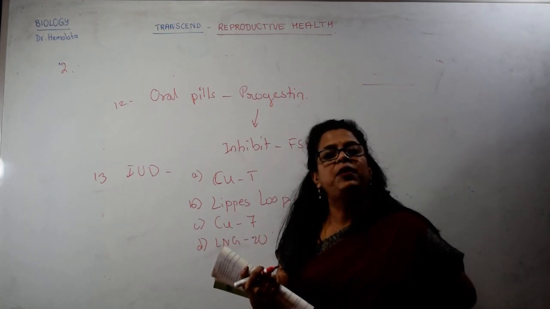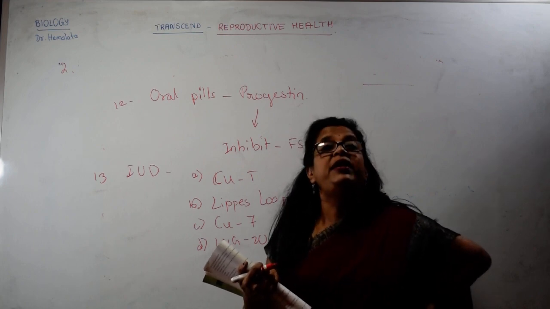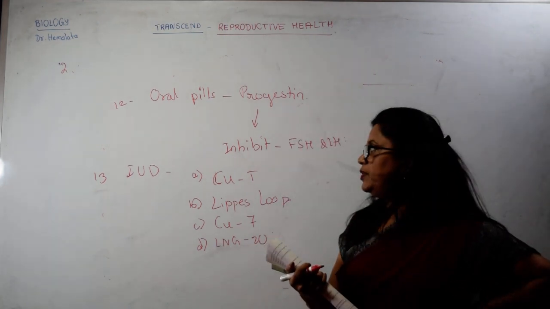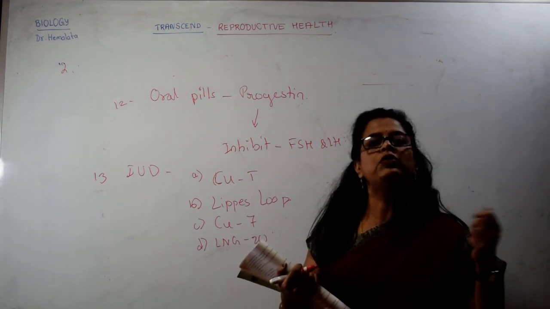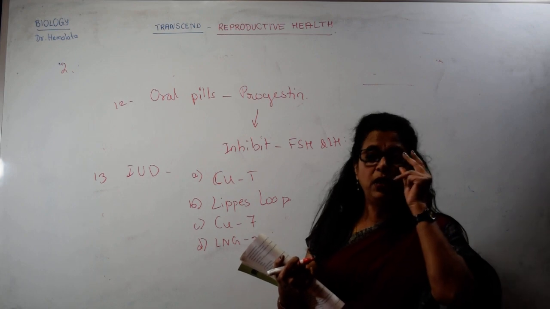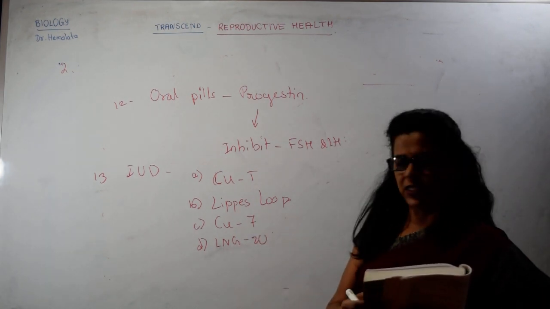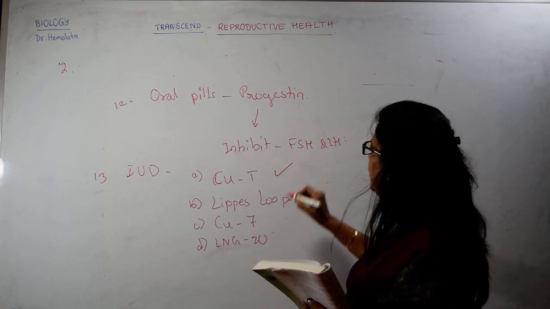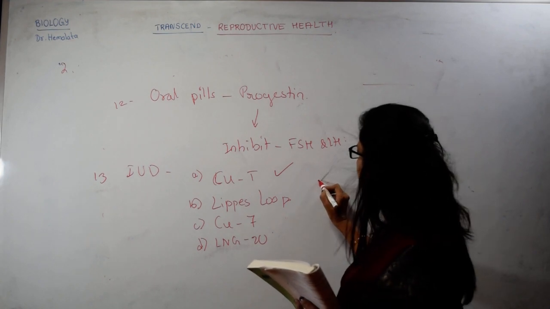What are the various types of IUDs? They are in trend right now. Copper T is a medicated one. I told you it releases copper ions, which kill the sperms. It is medicated. But the Lippes loop, I told you, is a plastic S-shaped structure.